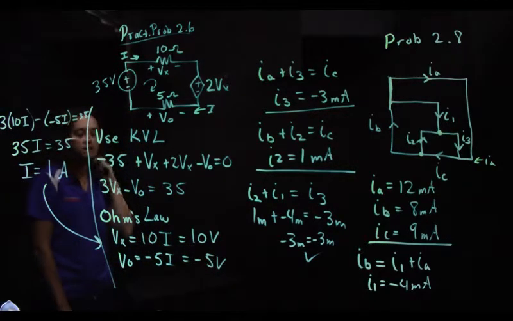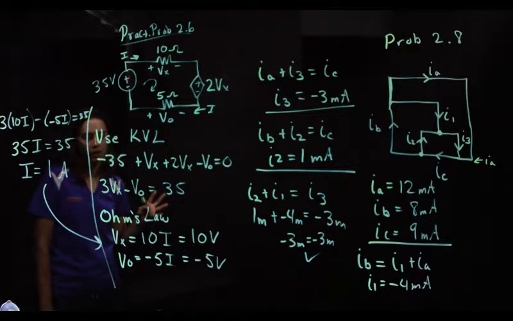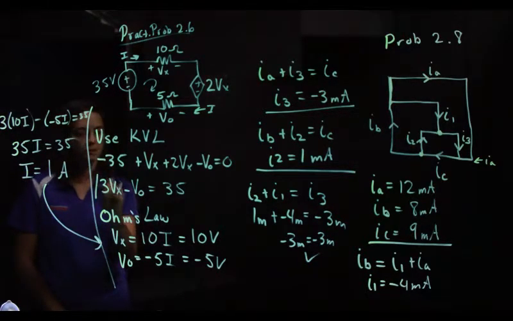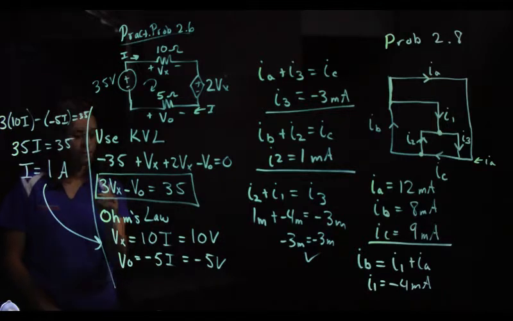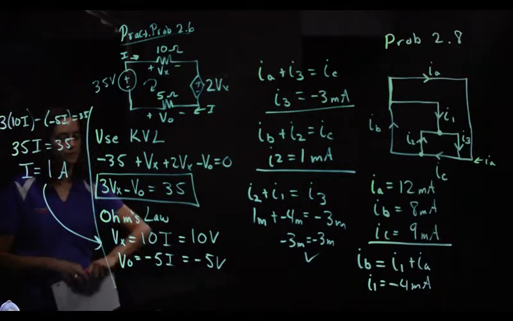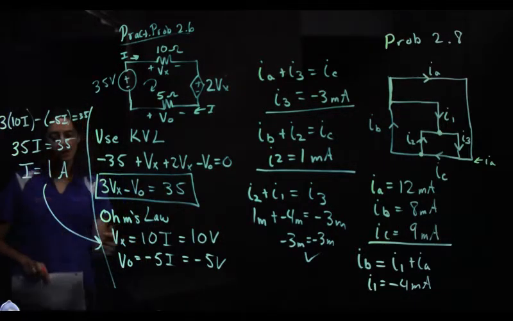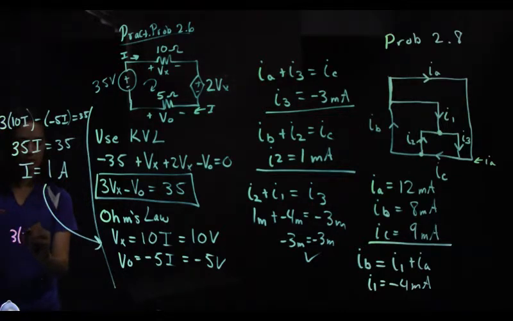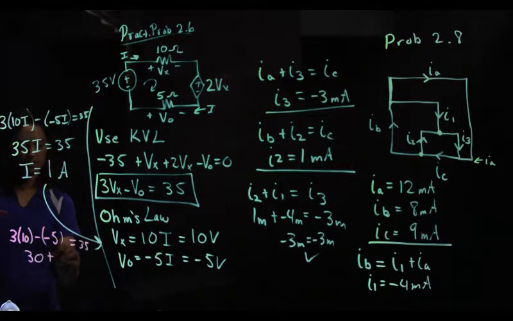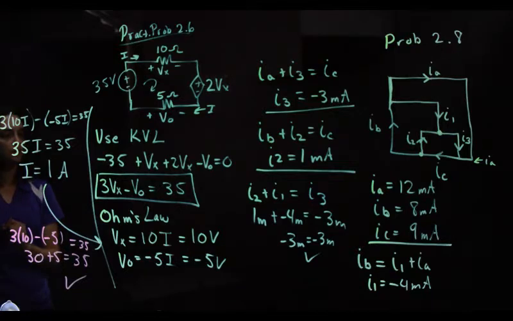So it's always a good idea to check your work, right? We can come back up to this equation here, and let's do a quick check. 3Vx would be 3 times 10 minus VO, which we found as minus 5, is equal to 35. 30 plus 5 equals 35. Yes, using KVL, we know that we did the problem correctly.